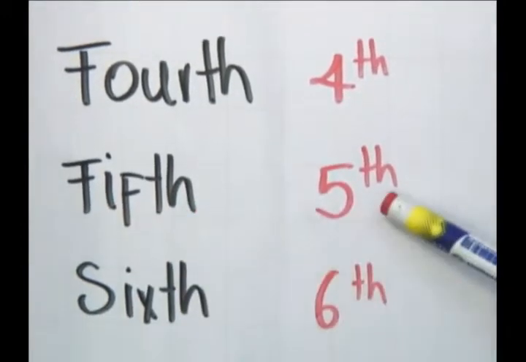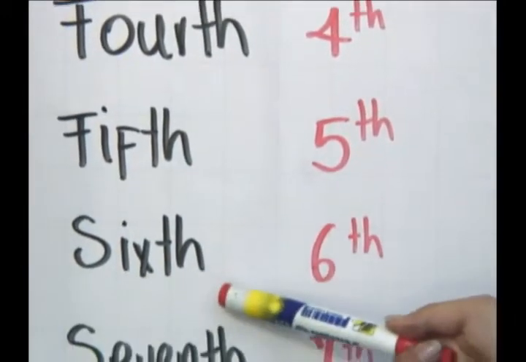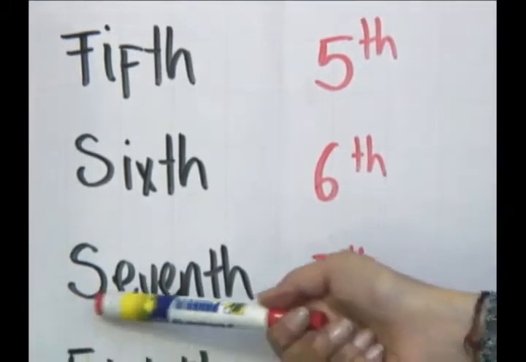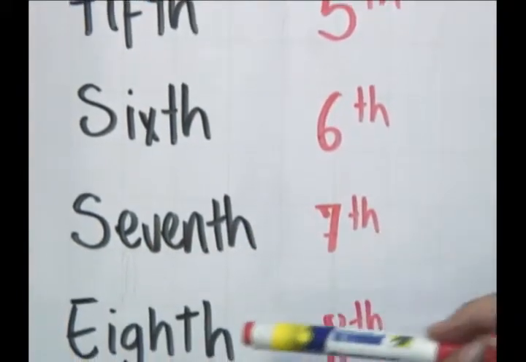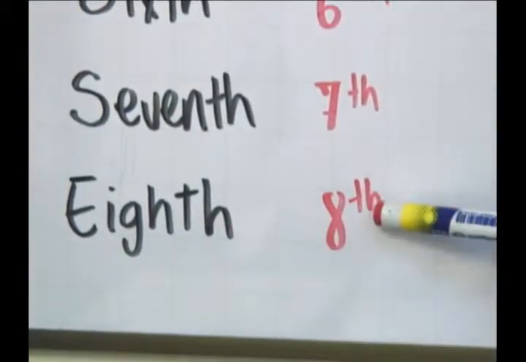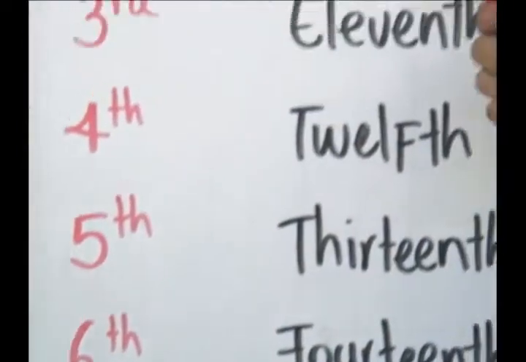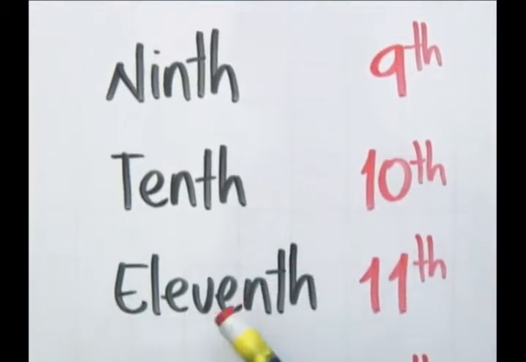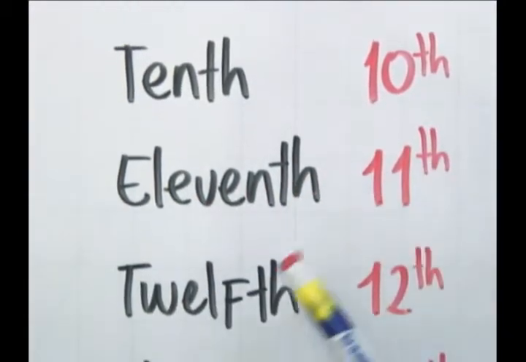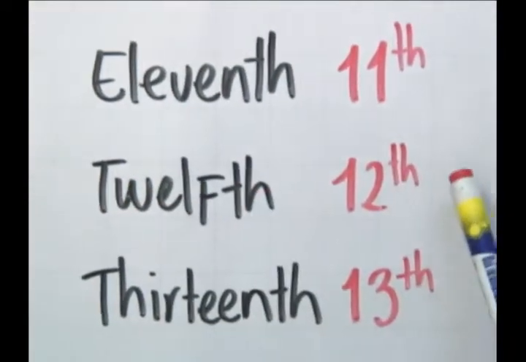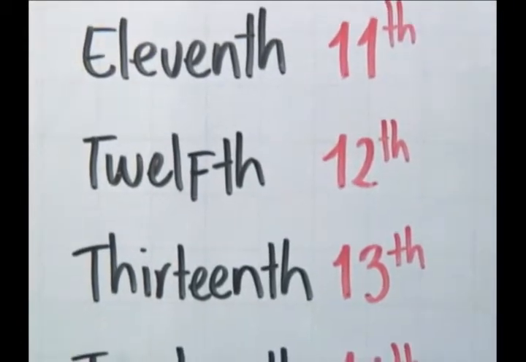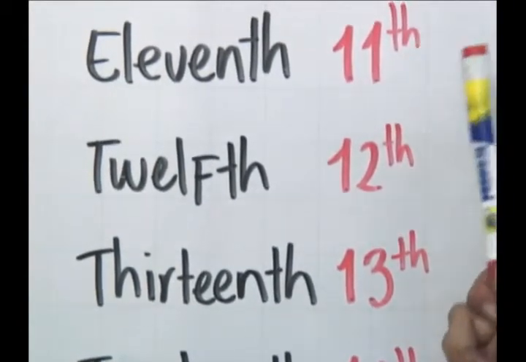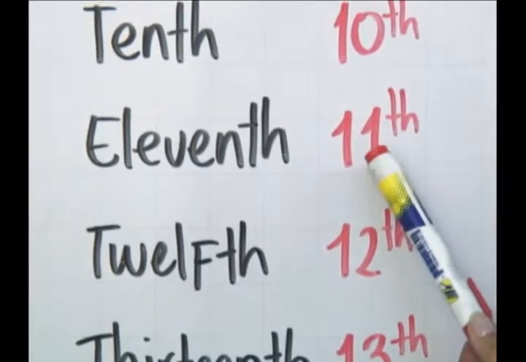Fifth, sixth, seventh, eighth, ninth, 10th, 11th, and 12th. That is the general rule. You add th and you write it after the number.